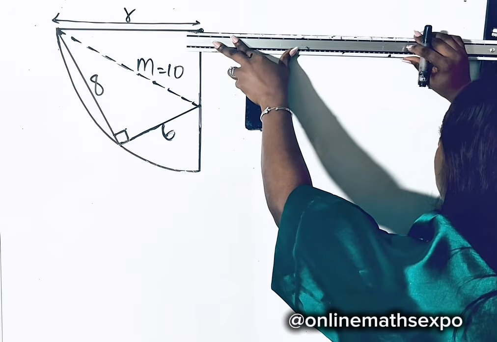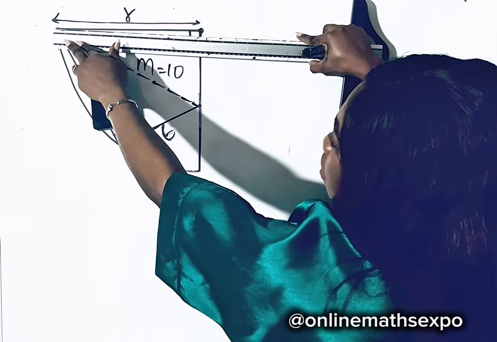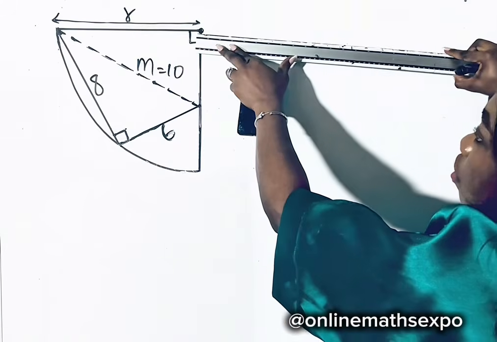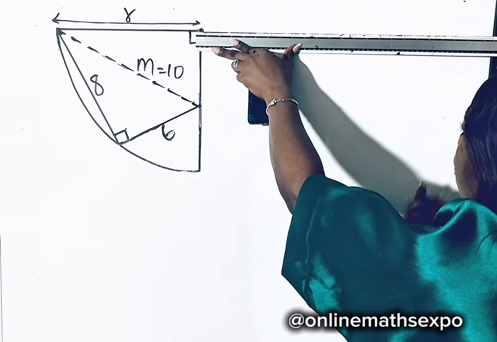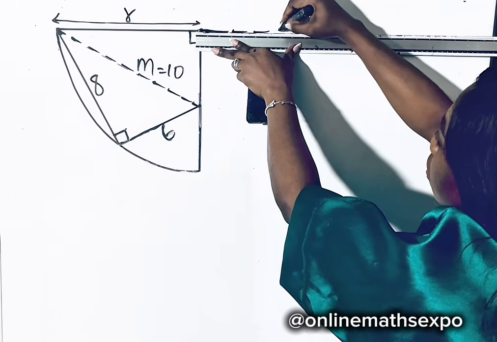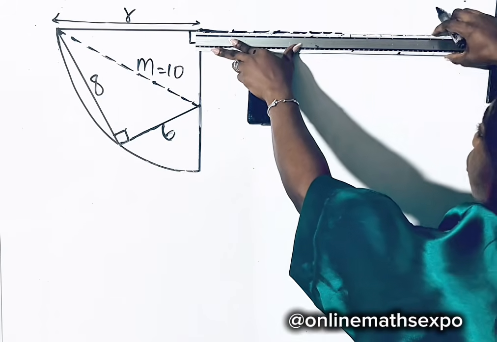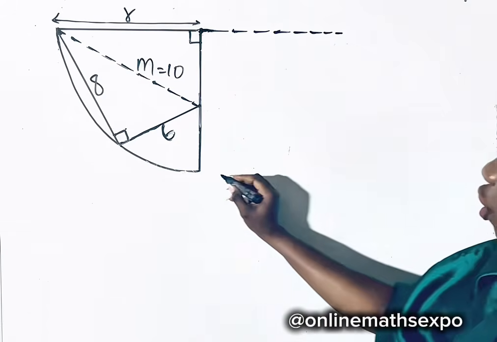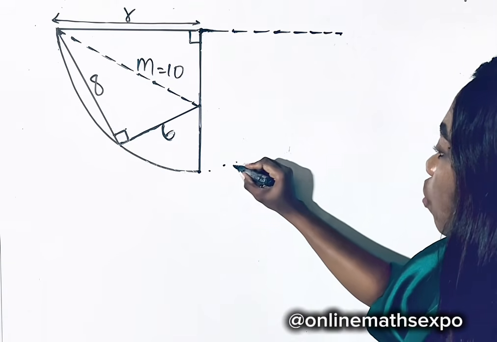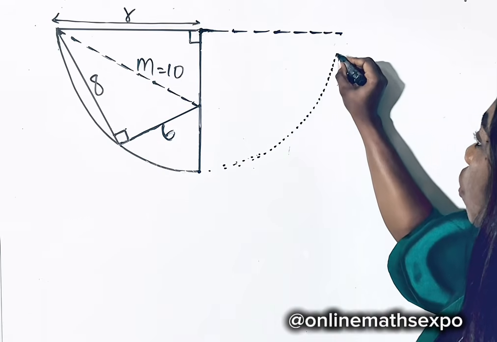We just do it gradually. Use the same measurement from this. Just make sure you work with the same measurement you have here. So we're going to draw a line. Just do it gradually. Now you can join also from here to touch this, using a broken line. So this is what we have.